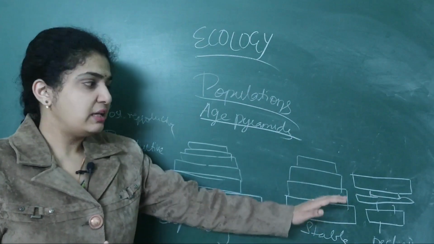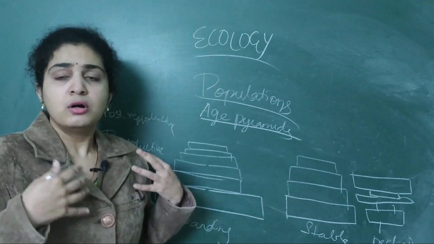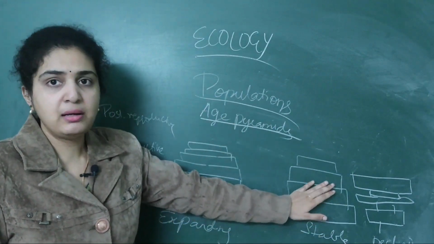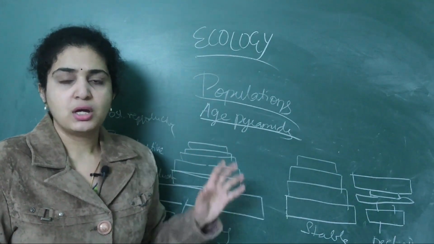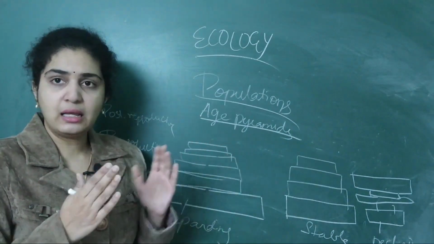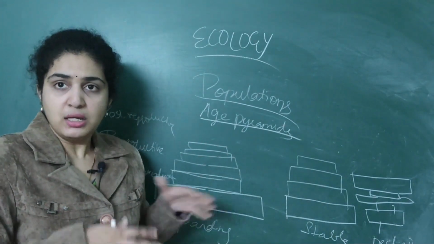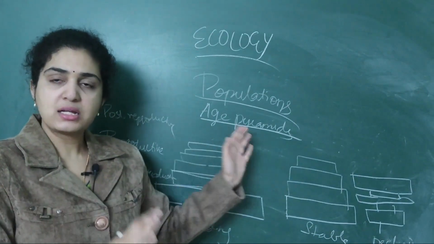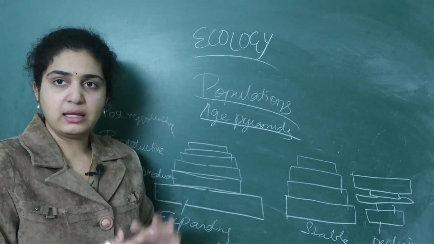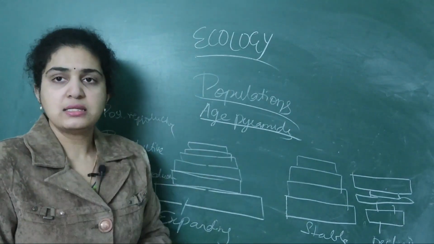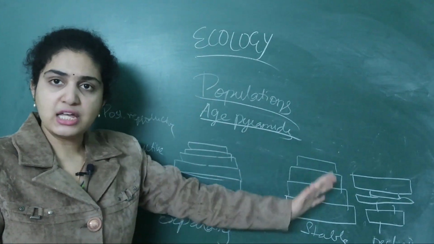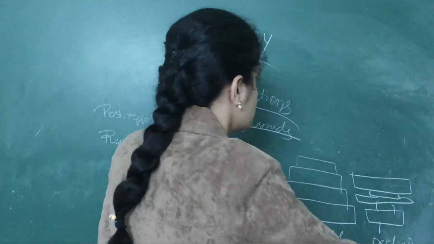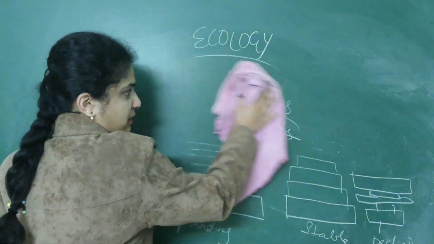So these are the three different graphs which tell you about the age pyramids. Expanding, stable, declining population. All the populations are getting less in the declining population. Here all are expanding. Here every time they are stable. Here they are increasing in number. Here they are decreasing in number. These are the three age pyramids which are depicted under population. So this is about the age pyramids.